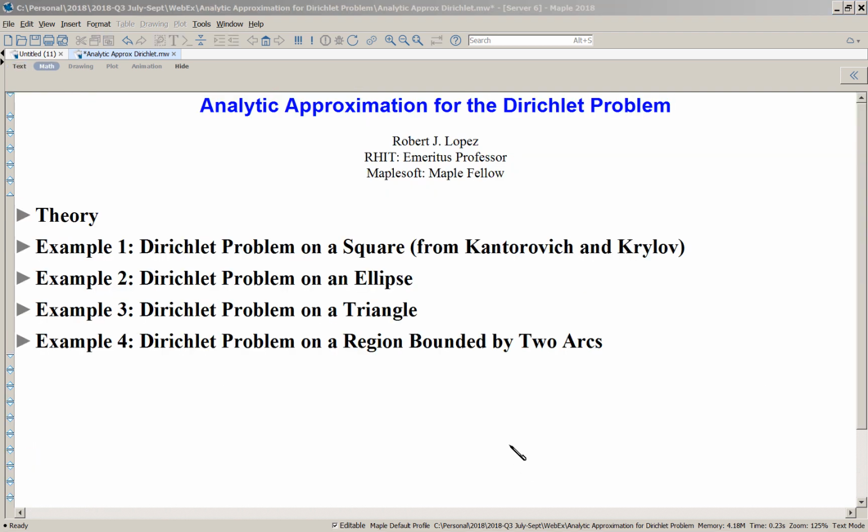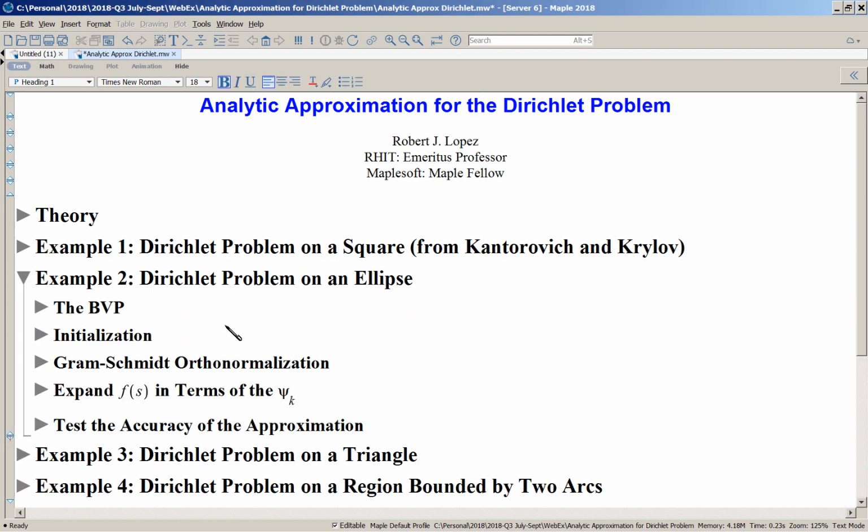Well, flush with the thrill of having reproduced the solution that was in the text, I looked around and said, okay, let's try some other domains. Let's see what we can accomplish. So you can see these three problems are ones that I devised. I tried this technique over an ellipse, over a triangle, and over a region bounded by two arcs.